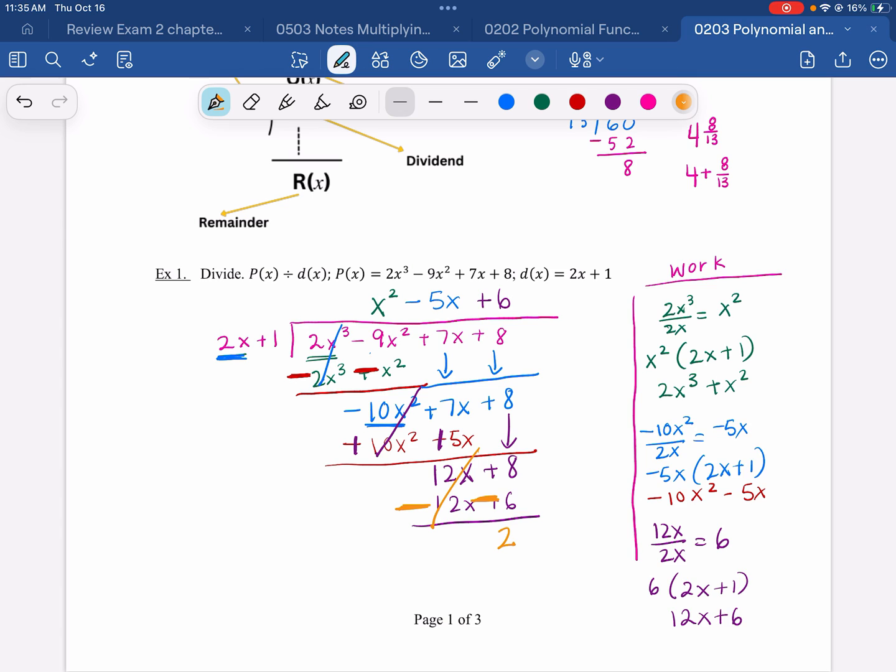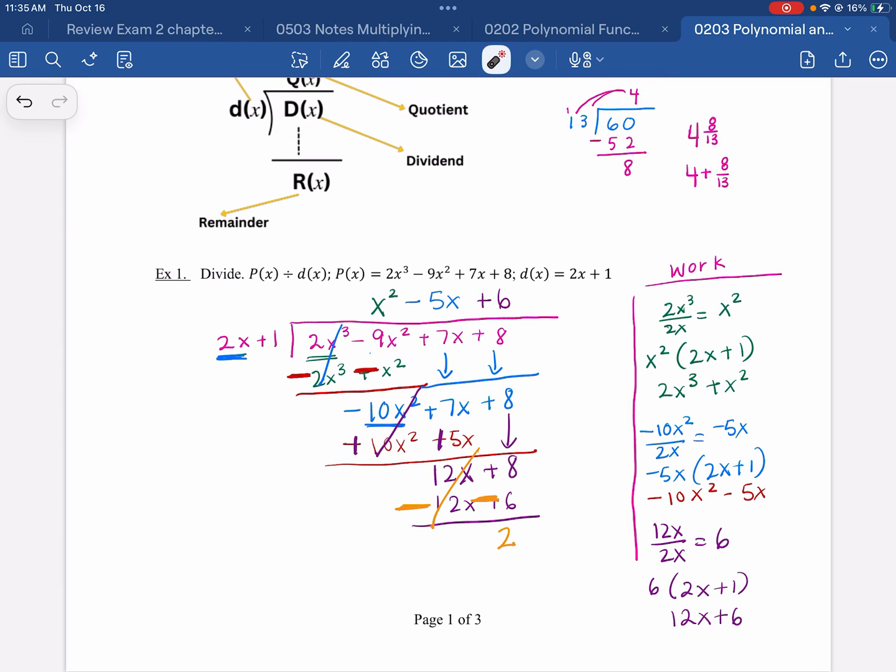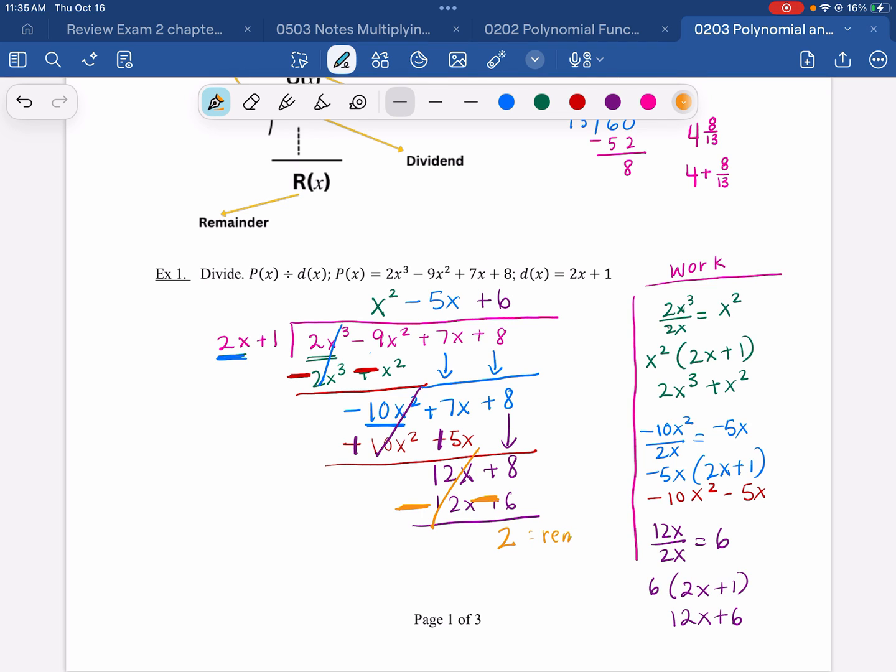This is now a smaller degree. This is a degree of 0, where this is a degree of 1. This is now smaller. It doesn't have an x, so that's your remainder. How do we write a remainder? We write it over the divisor. So our answer, our quotient, is x squared minus 5x plus 6 plus my remainder 2 over my divisor, 2x plus 1. And that is my final answer.